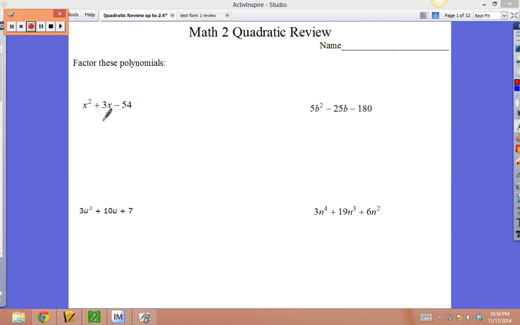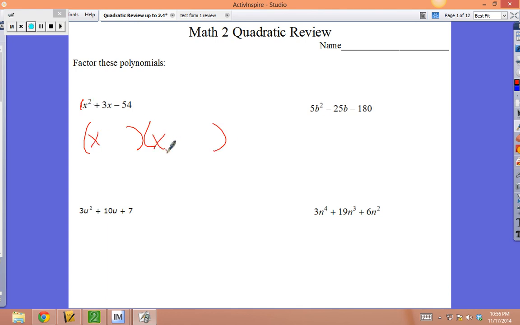Factoring. Okay, this first one is going to be easy. If it starts with 1, it's a piece of cake. x squared plus 3x minus 54. You need to rewrite it as a multiplication problem. So what's going to multiply and give you x squared? That is x and x.